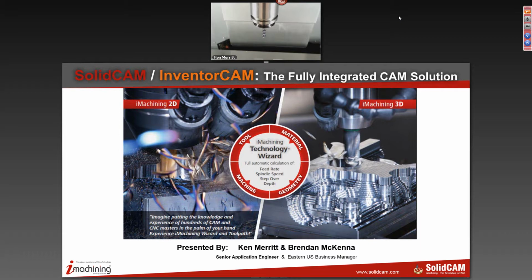What we're going to do here is run through our live iMachining presentation. There's a lot here to absorb, and an awful lot of information presented today. But by the end of this presentation, you'll hopefully clearly see the rewards of iMachining and the power and versatility of the product as well. So I'd like to turn it over to Ken, who's going to run through some PowerPoint and technical information. Ken, let's just dive right in.